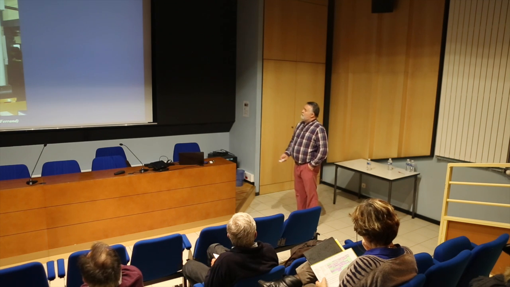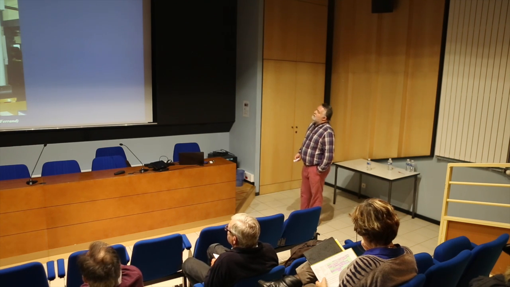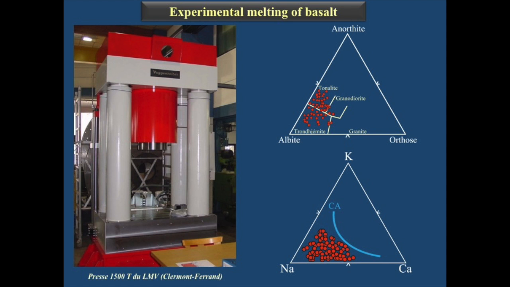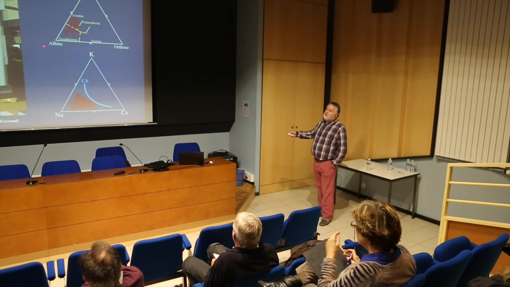So I just show a picture of the press that we use in Clermont-Ferrand for this. And when we melt a basalt, we obtain liquids with composition of tonalite, trondhjemite, and some granodiorite, so similar to Archaean TTG. They are rich in sodium, with an affinity for the trondhjemitic trend, not for the calc-alkaline trend.